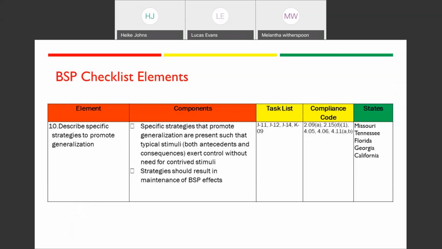All right, the last element of the checklist is describe specific strategies to promote generalization. And when you think about the components of that, specific strategies that promote generalization are present, such that typical stimuli exert control without the need of contrived stimuli, and strategies should also result in the maintenance of the behavior support plan effects. And so when I think about this, I think about replacement behaviors and a person being able to use their replacement behaviors in any environment with anyone. And so I'm going to go into the examples next.